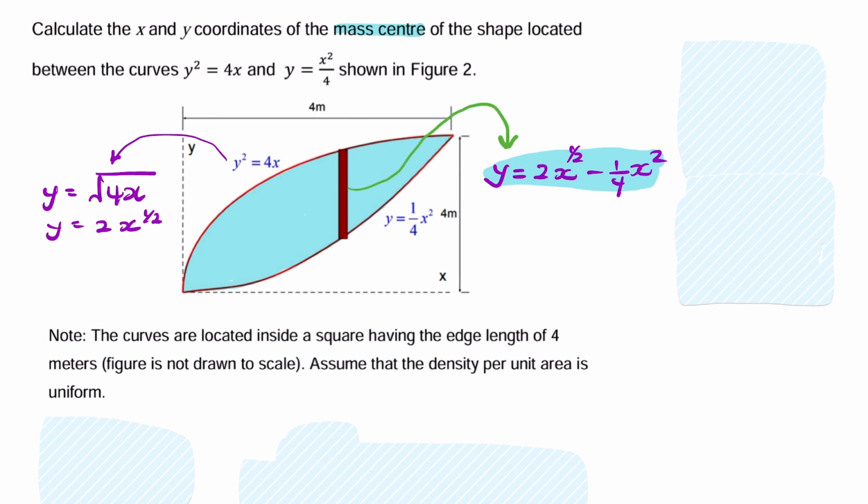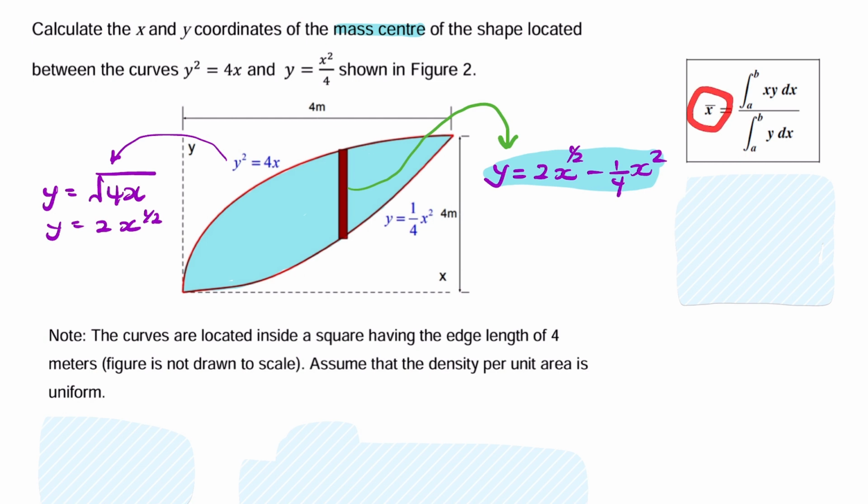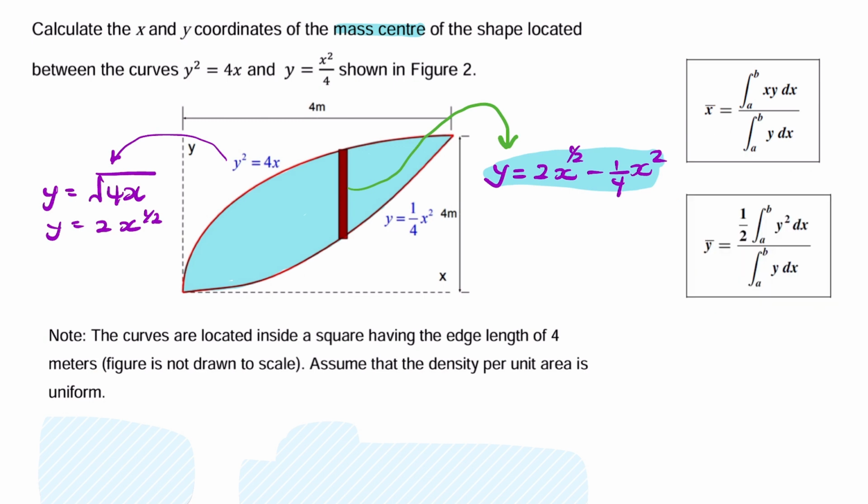Now, to find the coordinates of the centroid, luckily we have a formula for that. To find the x coordinate, it's the integral of xy from a to b divided by the integral of y. So this is simply the area. And to find the y coordinate, it's similar, but it's half the integral of y squared divided by this same integral there. So really it's just a case of integrating.